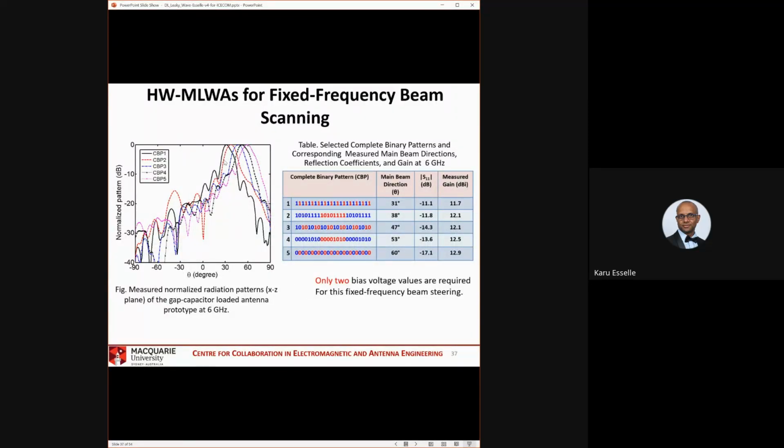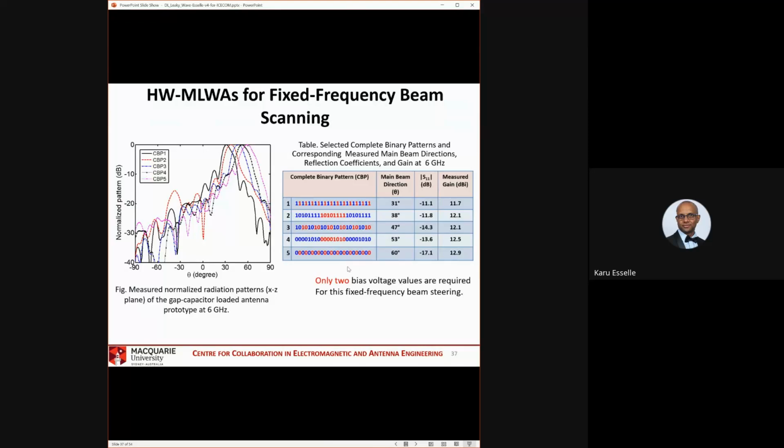So these are the measured radiation patterns, normalized. The beam direction changes as we predicted, between 31° for this pattern when all are on, to 60° beam direction when all the switches are off. Also shown are the input reflection magnitude and measured gain.